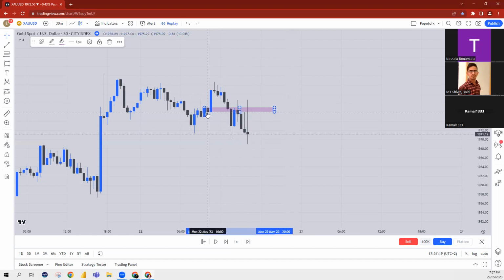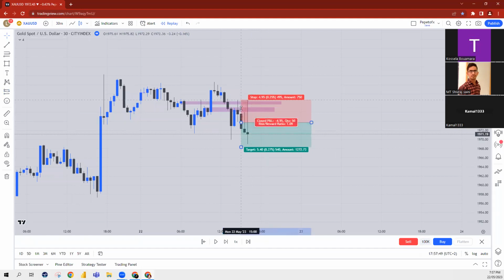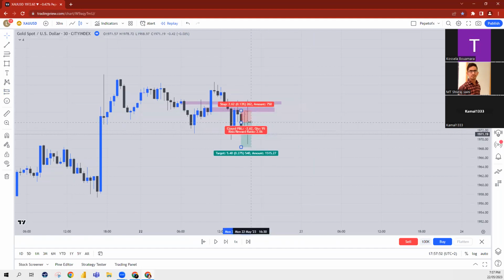First of all, we need to say this is a support which created a high, and then we had a market structure which broke this low, that is this resistance. We did a fake out, we came back, we closed below. Then we went up, we did a liquidity grab. If you see, my message for sell was here. This was my message for sell.